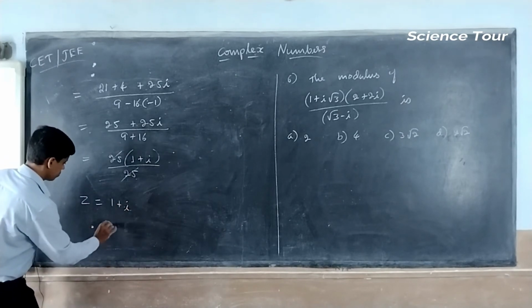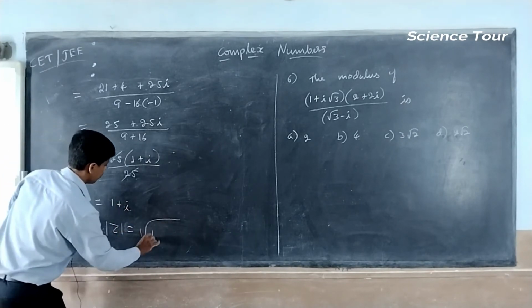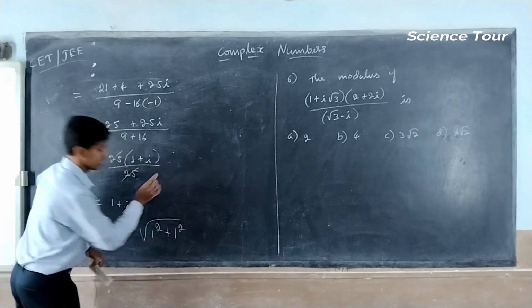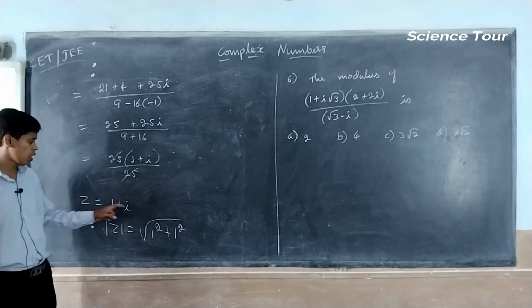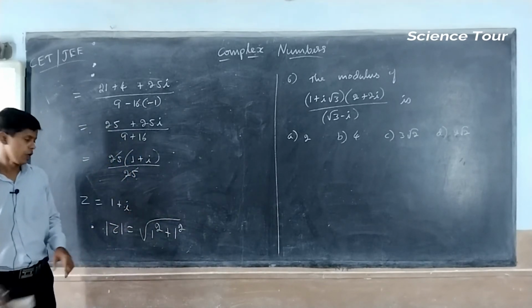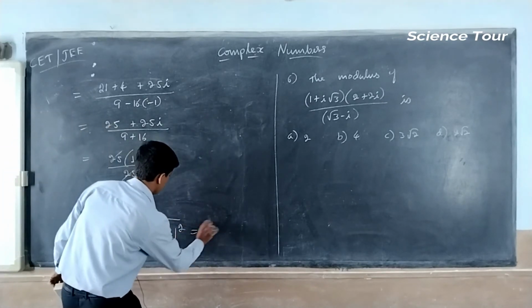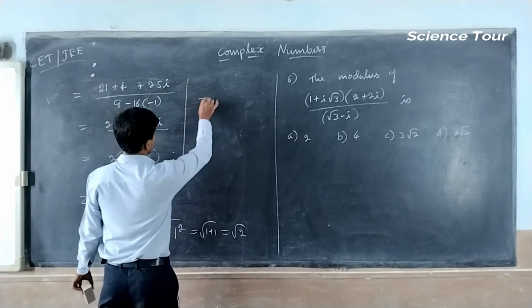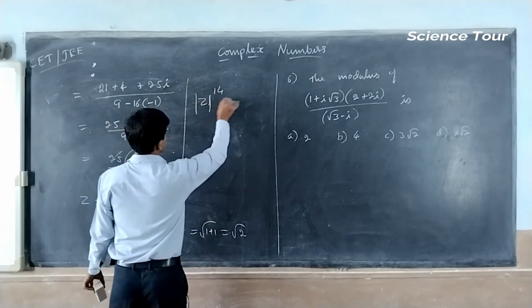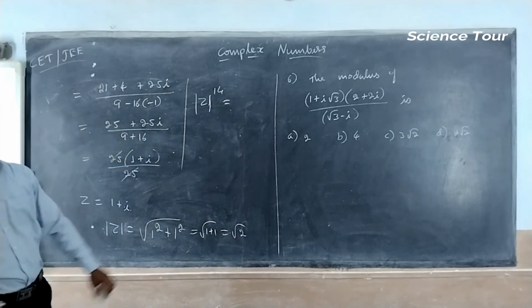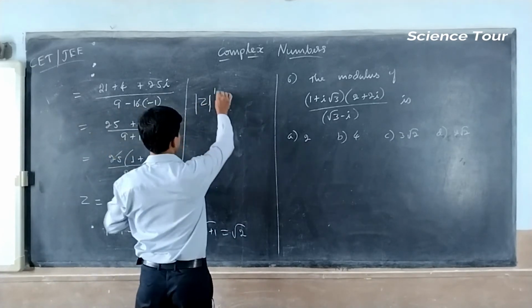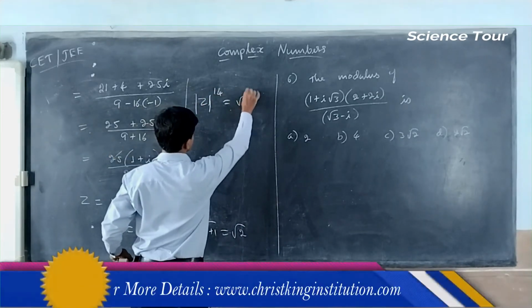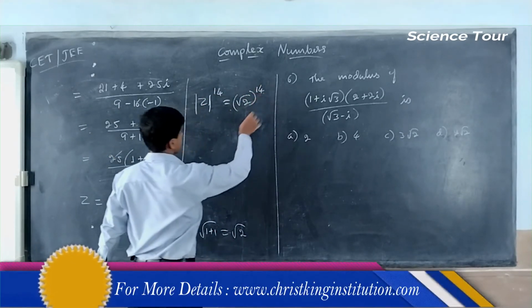Now what is the modulus of z? Square root of a square plus b square. a is 1 and b is also 1. So that is square root of 1 plus 1, which is root 2. Now what you have to find is z raised to 14, right? So that's like root 2 to the power 14.